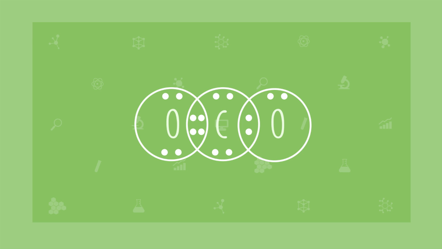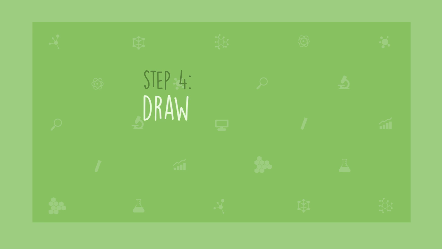So let's remove this pair and share it between the carbon and the second oxygen. And let's take this other pair away from the carbon and give it to oxygen. This seems to work out well. Both oxygen atoms have access to 8 electrons, and the carbon atom also has access to 8 electrons, which it shares with the oxygen atoms. And there's a total of 16 electrons spread around the structure.